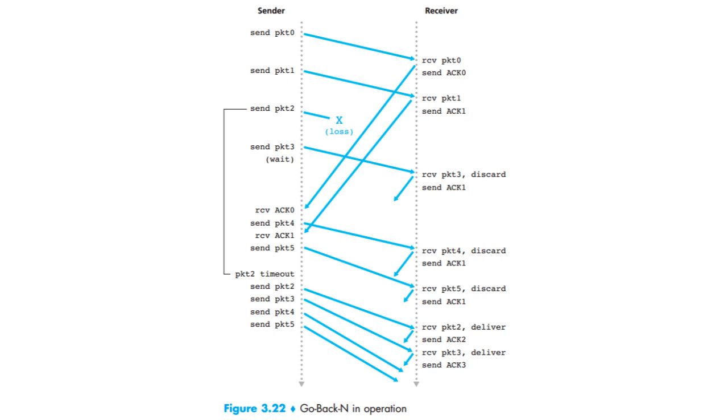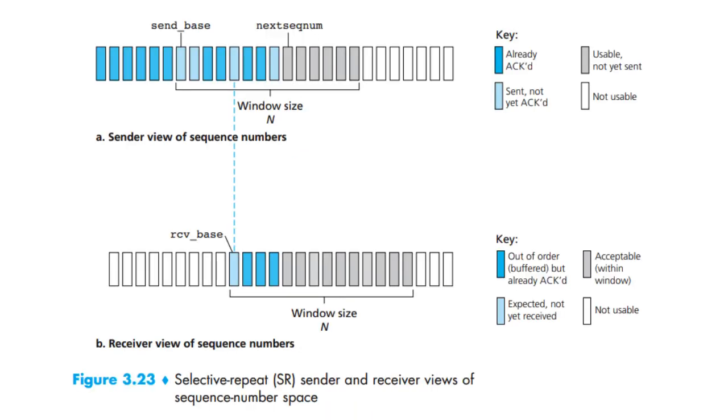This technique includes the use of sequence numbers, cumulative acknowledgements, checksums, and timeout retransmit operations. The selective repeat sender and receiver views of the sequence number space show the SR sender view of the sequence number space. The SR receiver will acknowledge a correctly received packet whether or not it is in order. Out of order packets are buffered until any missing packets are received, at which point a batch of packets can be delivered in order to the upper layer.